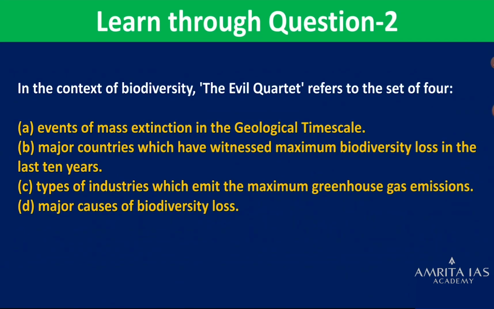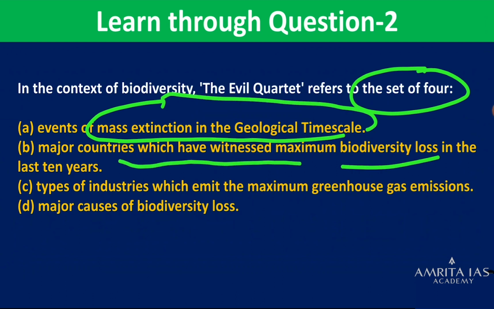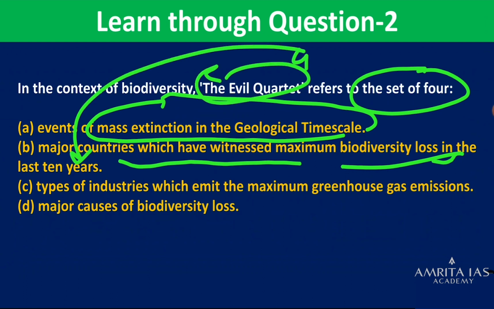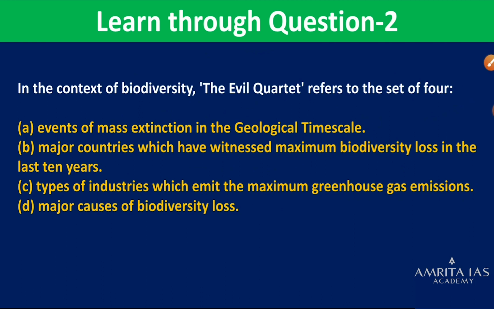Next question is, in the context of biodiversity, the evil quartet refers to a set of four. What is this set of four? The options are: events of mass extinction, four countries that have witnessed the maximum biodiversity loss, types of industry which emit the maximum GHGs, and the main causes of biodiversity loss. Pause the video and try to answer this.